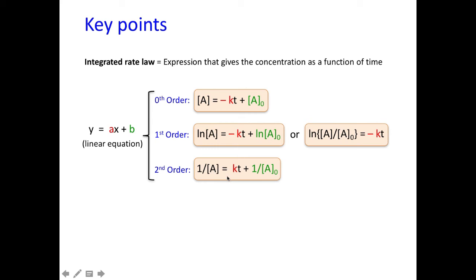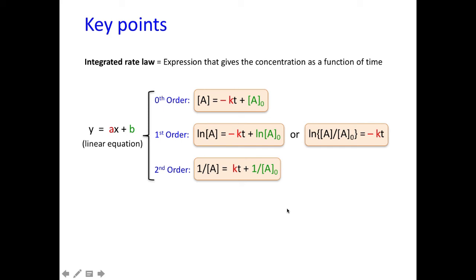And we just remember that this can be plotted, so you can plot Y against X. In the Y axis, you would plot the concentration of A, or the natural logarithm of the concentration of A, or 1 divided by the concentration of A, against time, in all cases. And you get slopes, which are in this case minus k, or minus k, or k. And we have intercepts, which are the initial concentration of A, ln of the initial concentration of A, and 1 divided by the initial concentration of A.